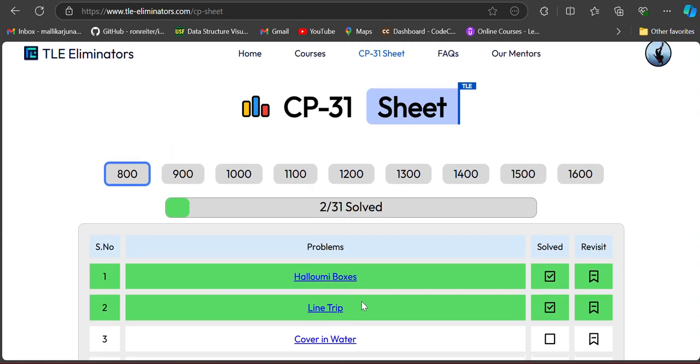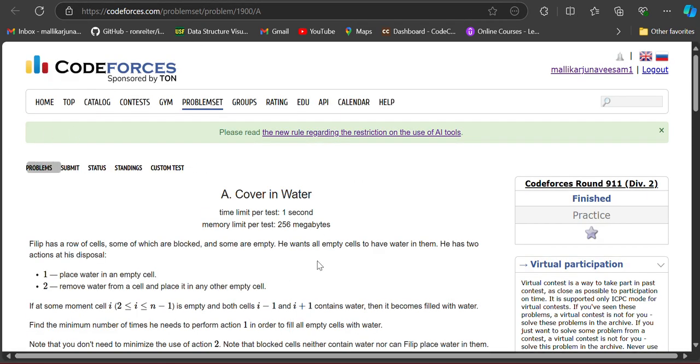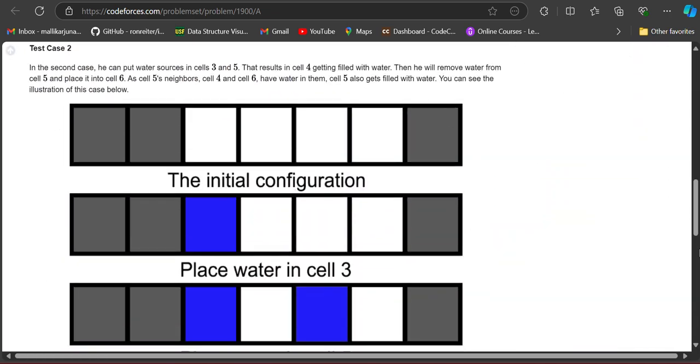And today's problem is Cover in Water. So let's try to solve this. Cover in Water.